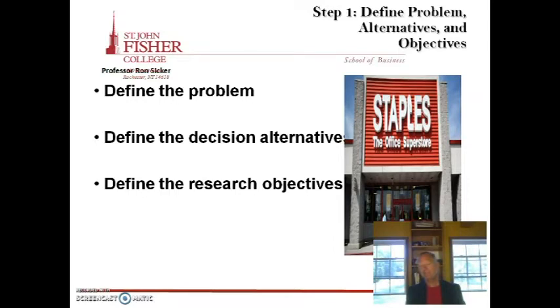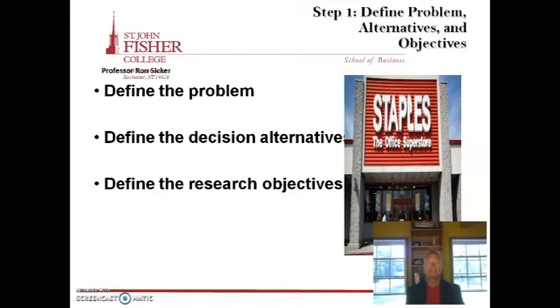So the first step, define problem and alternatives. You've got to define the problem, you define the decision alternative, and you define the research objective. Sometimes it's as easy as saying, do I bring out this product or do I bring out this product? Or what size of product? Does someone want a 12-ounce product? Does someone want a 16-ounce product? What is the best color? What is the best flavor? What flavors work? What flavors don't work?